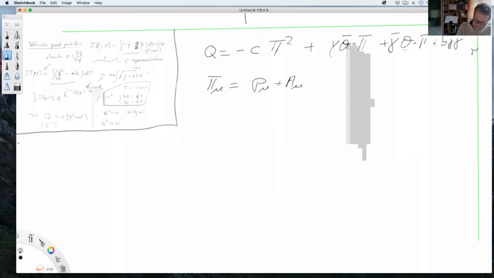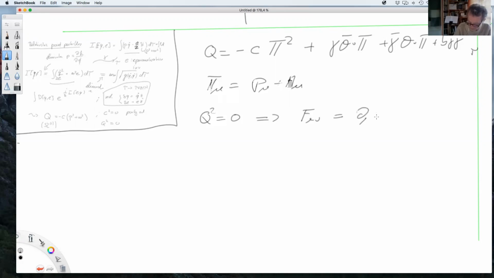So now I can ask, what happens to my Q squared? Let me just compute it. What you will find is that Q squared equal to 0 implies F mu nu, which is equal to d mu A nu, or just the commutator of the pi mu and pi nu, equal to 0. So it seems it's impossible to actually couple this particle to any background fields in that sense, if you want to think of this as some background Maxwell or Yang-Mills theory.